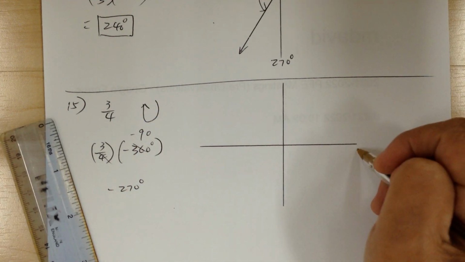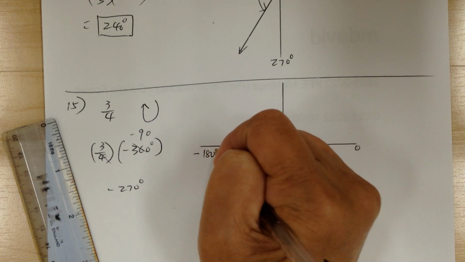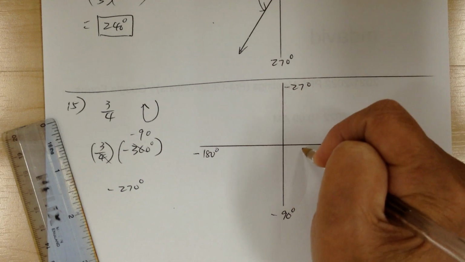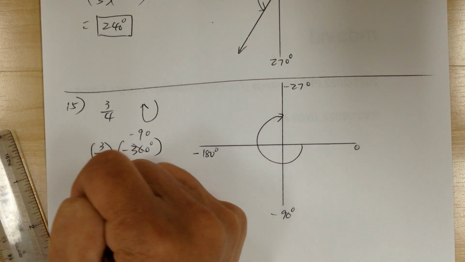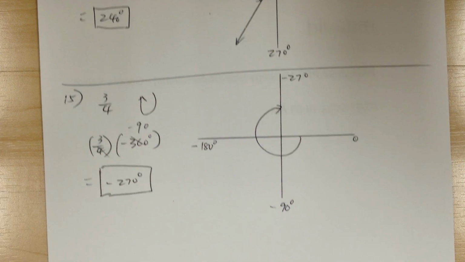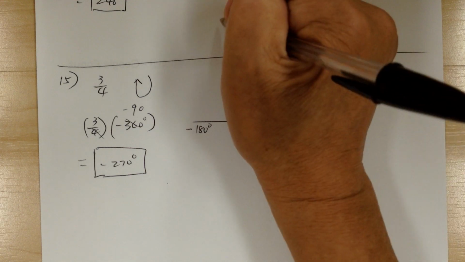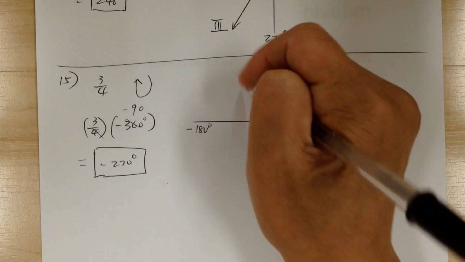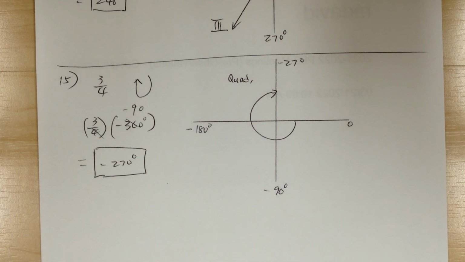So here's your 0, negative 90, negative 180, negative 270. So this is going to be right over here. And this is quadrant 3, and this would be a quadrantal angle.